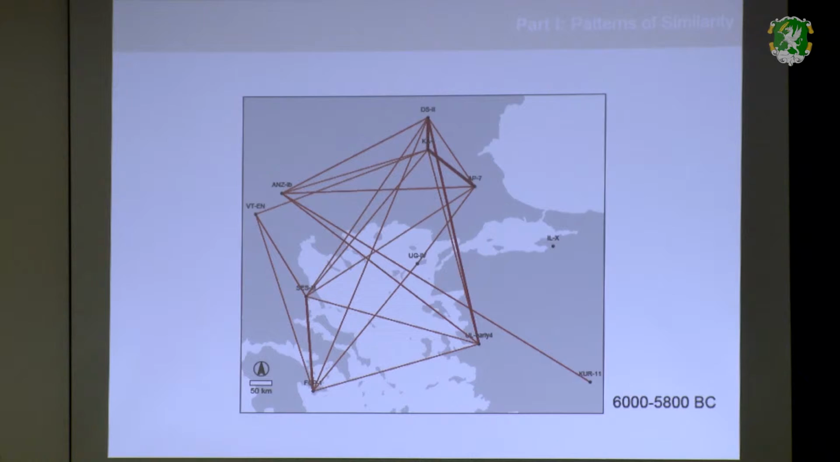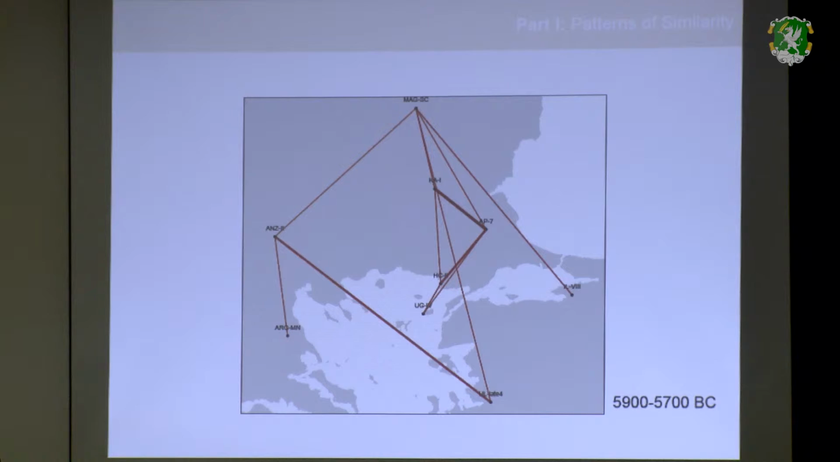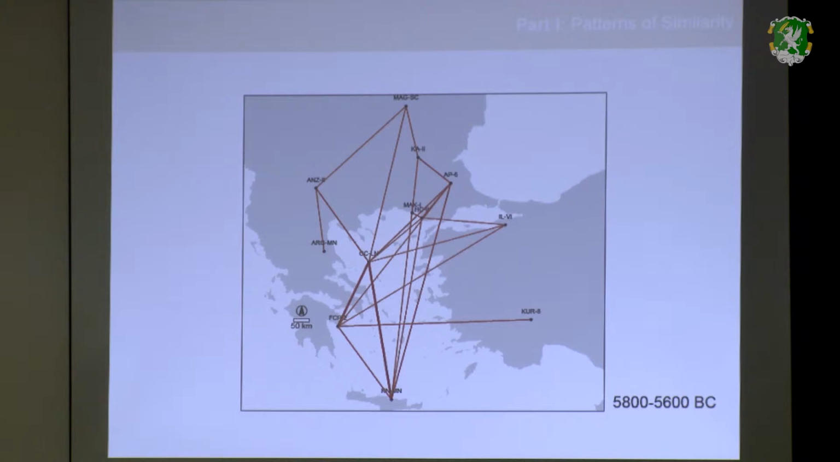And carrying on, you see a more dispersed pattern emerging of different regions being more connected to each other, and not this overall massive Aegean connection that we had before. Whereas it comes back later. Here we see more sites in the Aegean that seem to have a very strong focus overseas.